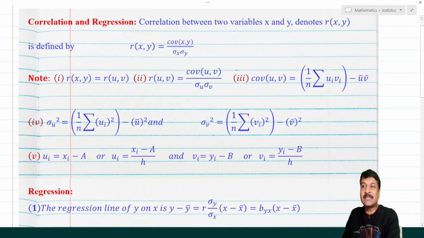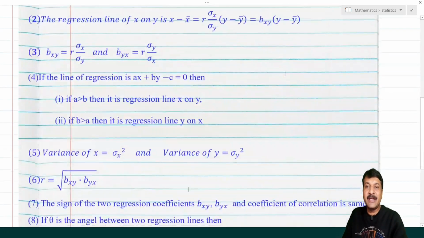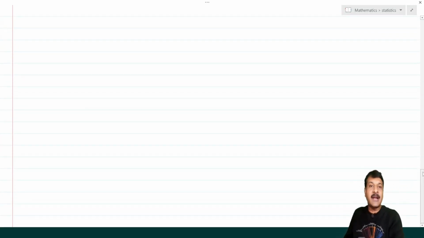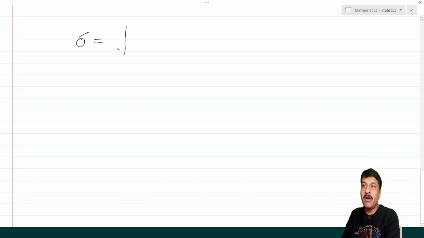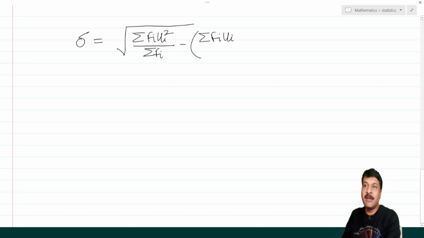So r of xy equal to COV xy upon sigma x sigma y. Don't forget the standard deviation: sigma equal to under root of summation of fi ui square upon summation of fi, minus summation of fi ui upon summation of fi, whole square.